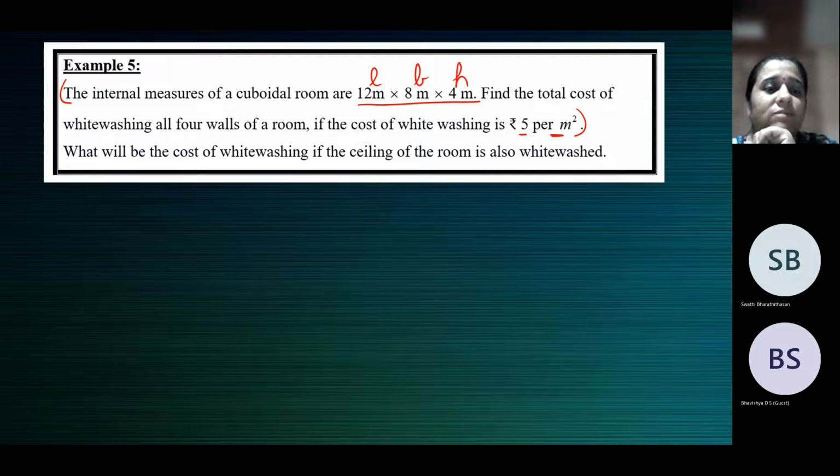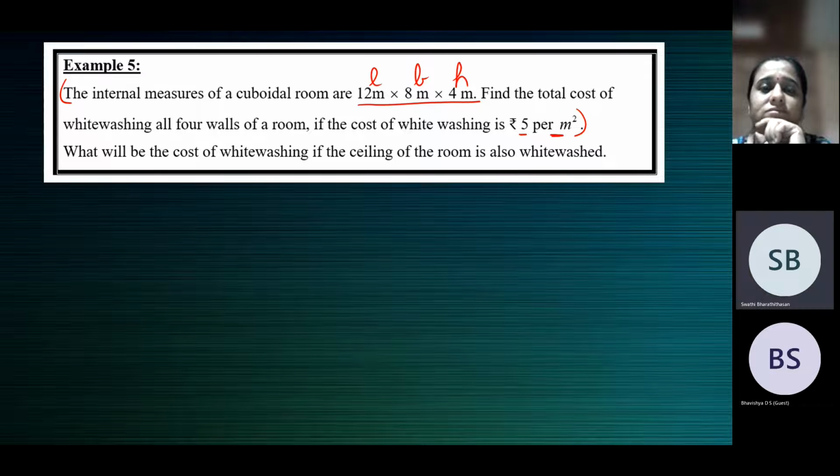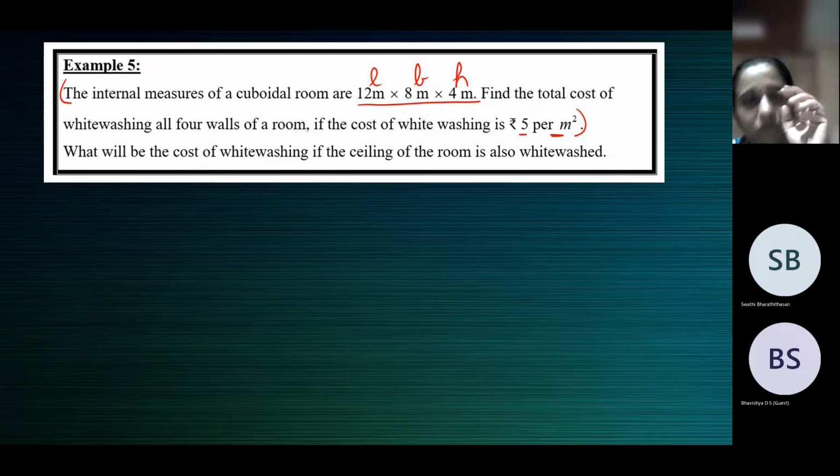Next part, what will be the cost of whitewashing if the ceiling of the room is also whitewashed? So if the ceiling is also whitewashed, there's an extra area. What's the area of the ceiling? What's the formula to find the area of the ceiling? Length into breadth. L into B. So you should find that area.